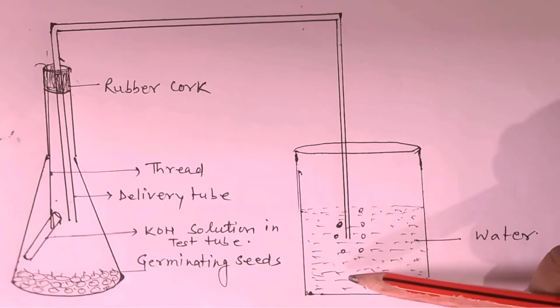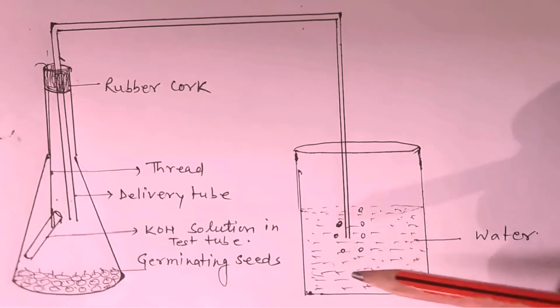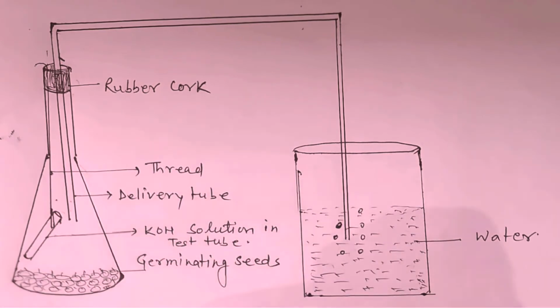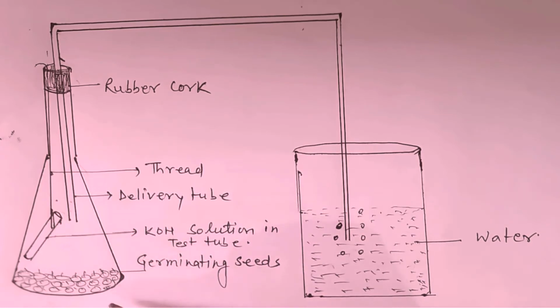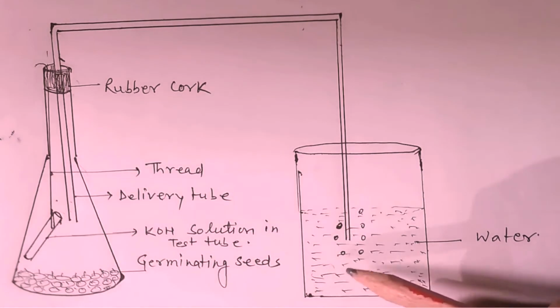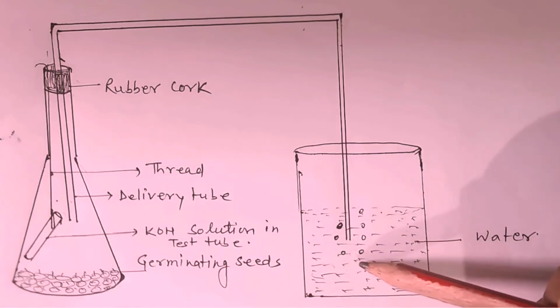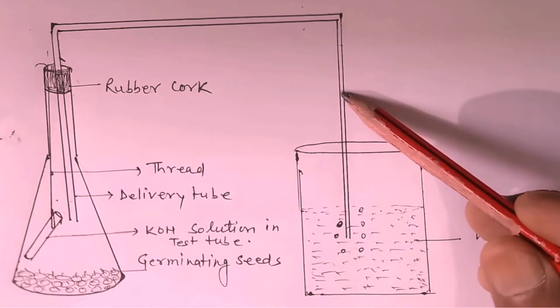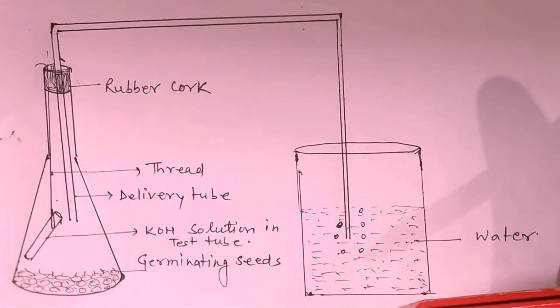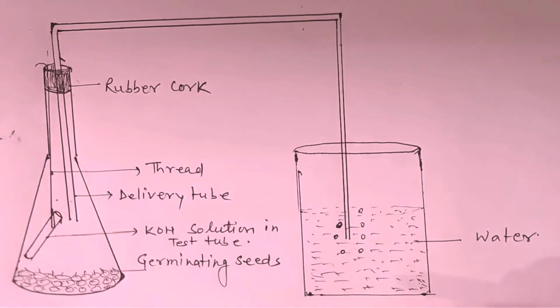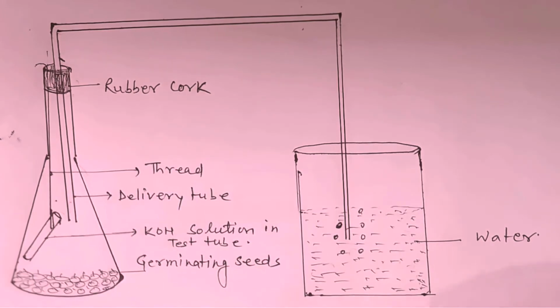Students, why have I taken the germinated seeds? Because in germinated seeds the rate of respiration is fast. That's why I selected germinated seeds. And the second thing, why has the liquid in the delivery tube risen up, or how does this setup prove that CO2 gas is released during the respiration process?